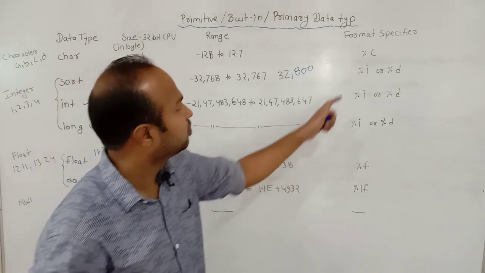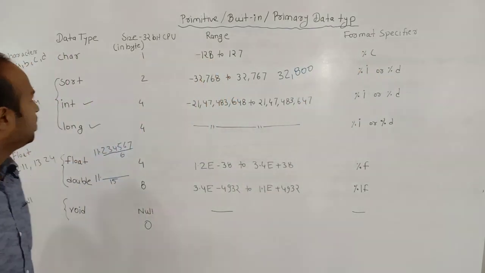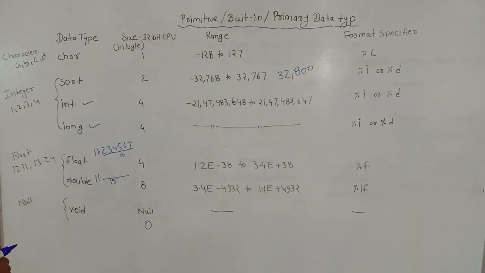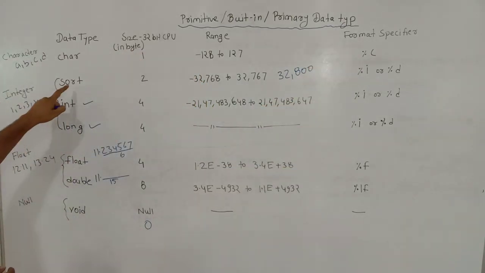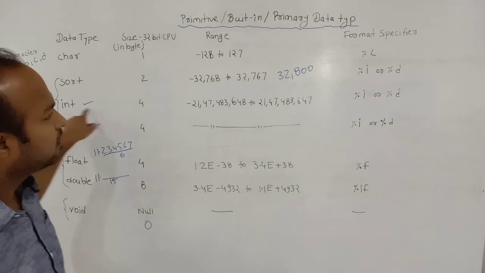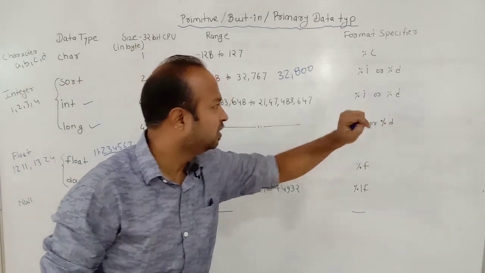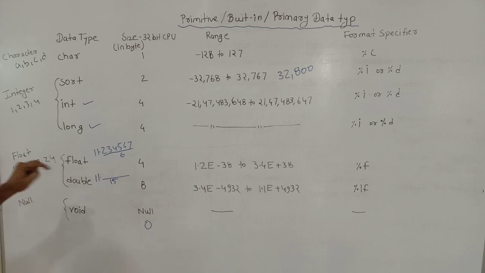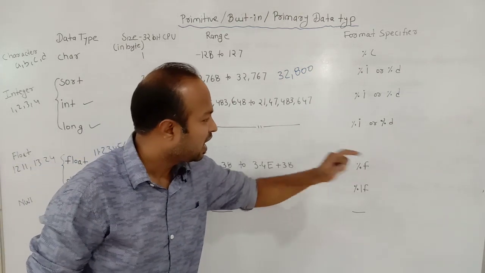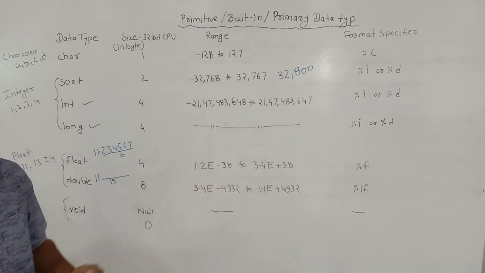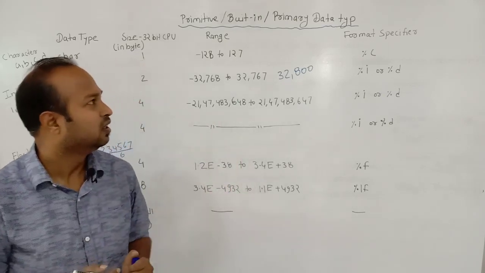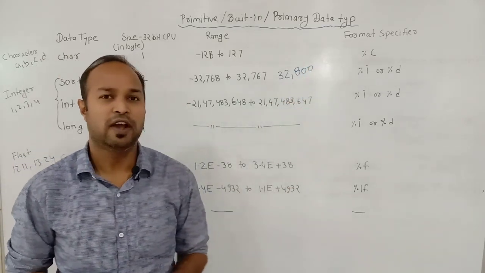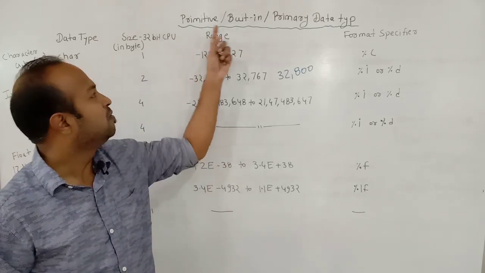And one more thing is the format specifier. What does a format specifier mean? It specifies the format. For example, if we want to work with character data, then I will use the %c format specifier. If I want to work with integer data, then I will use %i or %d. If I want to work with float data, then I will use %f. So this is a format specifier. It is mainly used when we want to read or write these data types. So friends, these are the primitive data types.